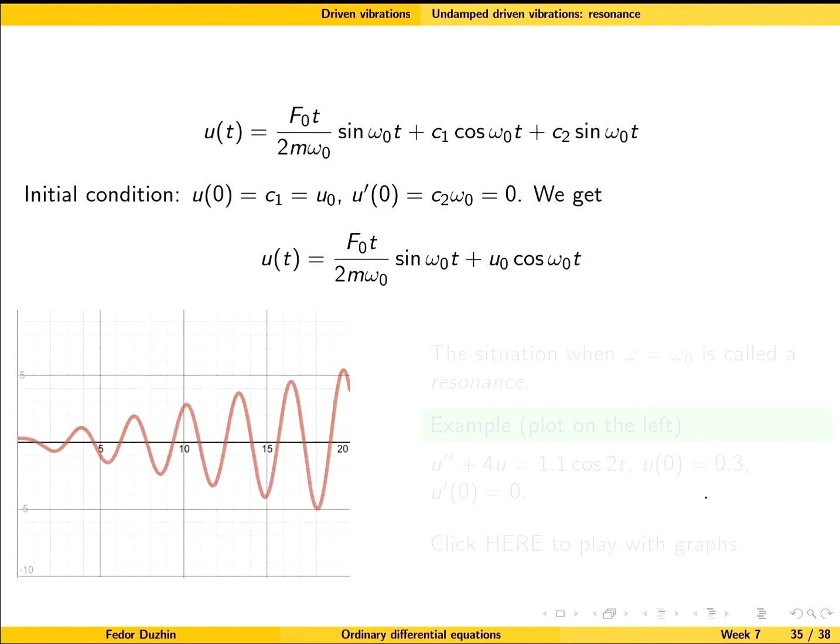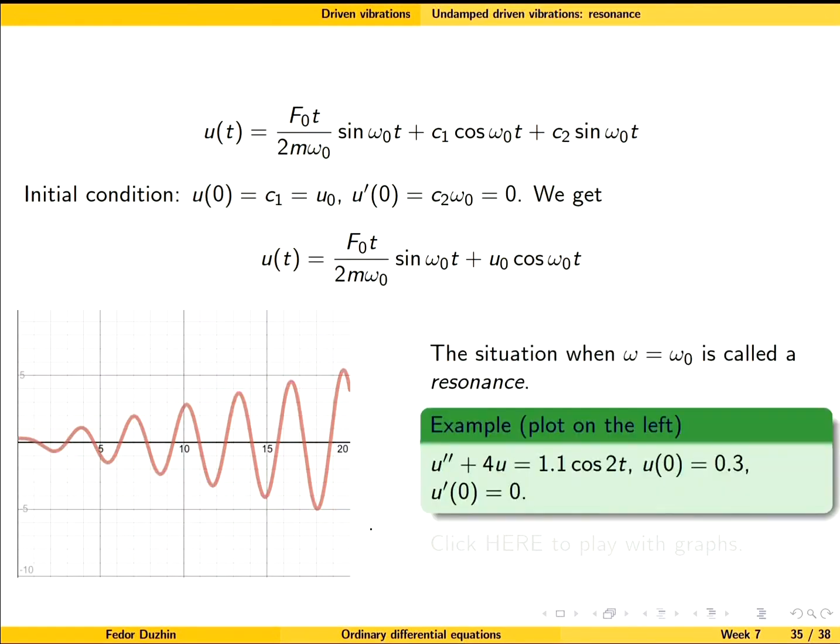And then what you see is that these oscillations happen between two linear functions, and as t approaches infinity, the amplitude is increasing. So here is the particular example that you see here, and I suggest that you click this link to play with the graphs to have a better understanding of what the plot is going to look like.